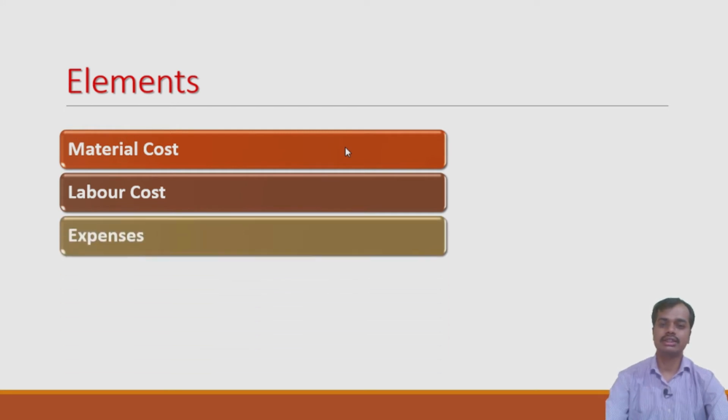Next is expenses. Expenses are other than material cost or labor cost which are involved in an activity. In expenses, those costs which are not included in material cost or labor cost are categorized under these expenses.